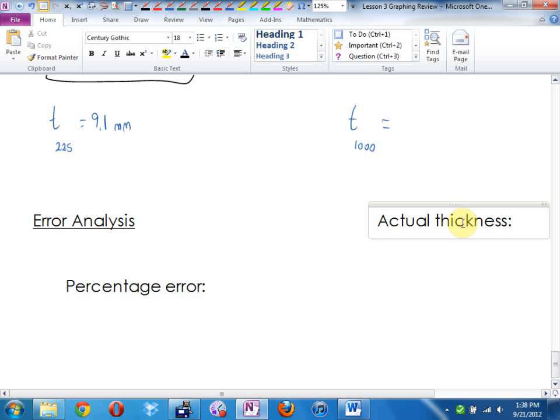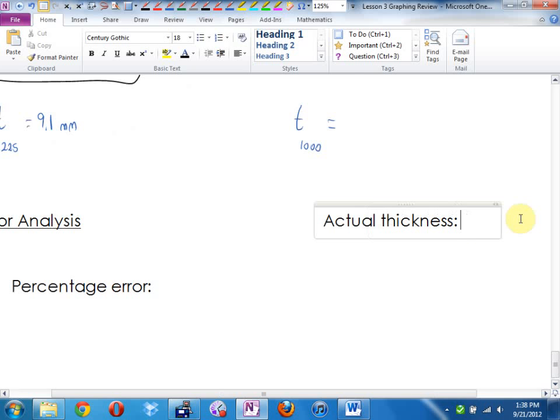Matt, what'd you get? I got just under 9 millimeters. Just under 9 millimeters? Jeanette, what'd you get? 8 millimeters? 9 millimeters? So I heard 9, just under 9, and 8. You know what? I'm going to say, how about 8.5 millimeters is what we'll go for the actual thickness.